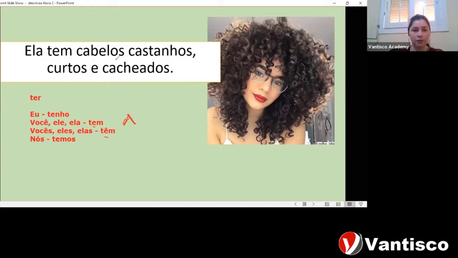Então, ela tem cabelos castanhos. Cabelos, again, means hair. Castanho is the color, brown. It can also be hazel, but I guess hazel is more for the eyes. We will see. Curtos, short. Cacheados, curly.